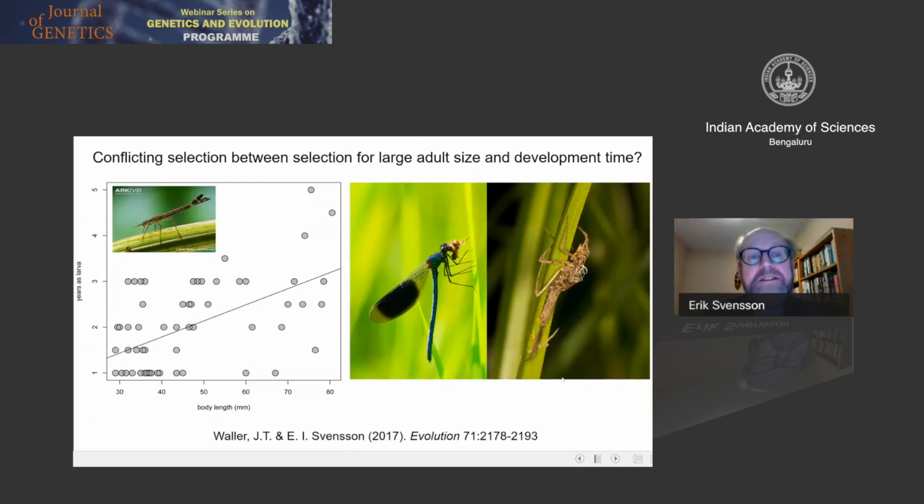So we argue that there is conflict in selection between the benefits of being large and the cost of long development time, which probably exposes you to predators and increases your mortality risk. Although there is a positive relationship, you can also see there's a lot of scatter around it. So there might be ways to escape this cost of long development time and exposure to predation, for instance, by developing burrowing behavior or invading relatively novel predator-free environments. More about that later.